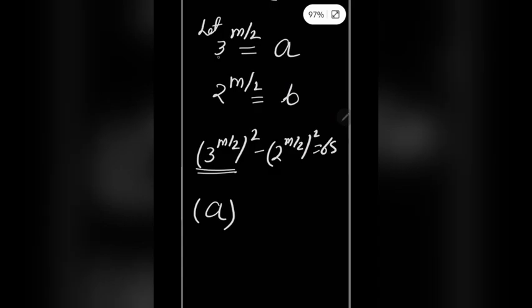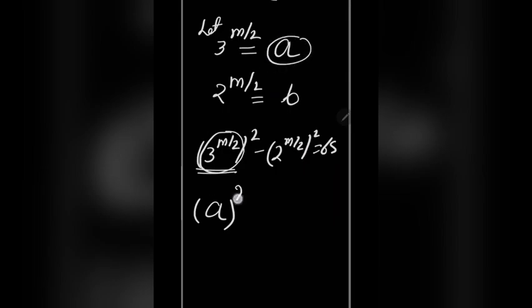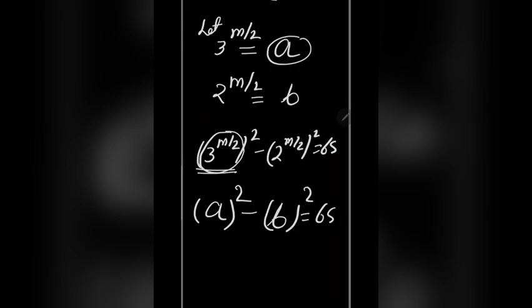So the value is replaced. This value is replaced by a. So this is what? a square. Because where the value is given 3 raised to m upon 2, I just put the value as a. So it's a square, and in the second bracket we just write b square, which is equal to 65. Why b square? Because the value for 2 raised to m upon 2 is b.